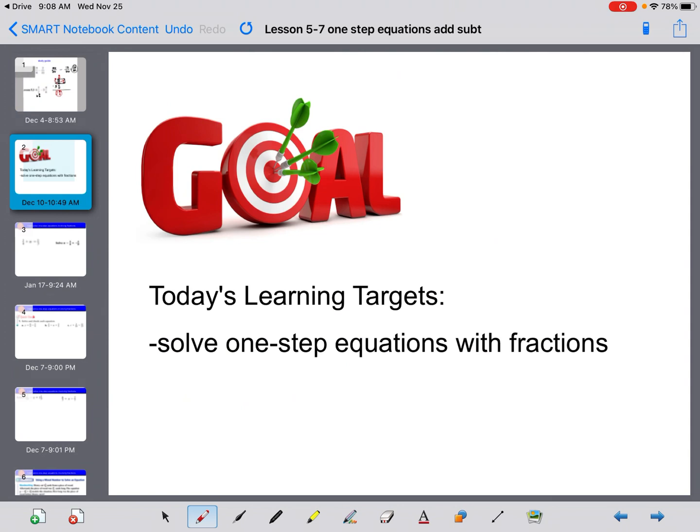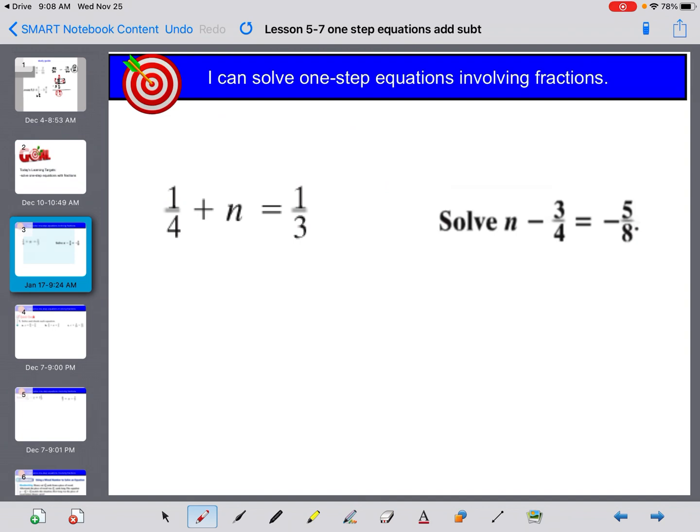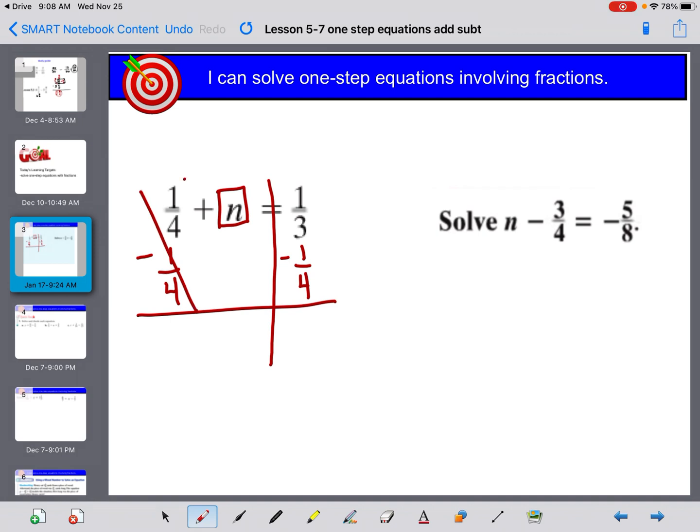Today's learning target is to solve one-step equations that involve fractions. You solve one-step equations by undoing whatever is happening to my variable. In the first one, we're going to do the same steps that we've always done. Start by drawing a line down your equal sign. To isolate my variable n, I need to get rid of a positive 1/4. I make that equal 0 or go away by subtracting 1/4 from both sides. That equals 0. What's remaining on the left is an n.